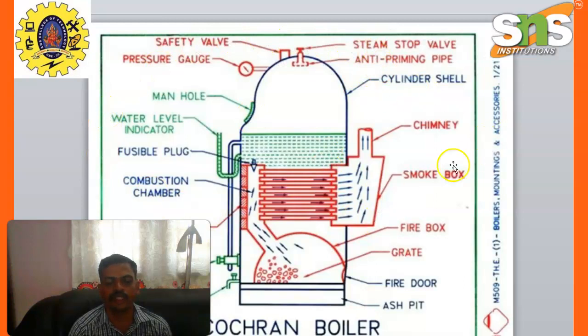A simple construction of a Cochran boiler image: safety valve, pressure gauge, steam stop valve, anti-priming pipe, cylindrical shell, manhole, water level indicators, fusible plug, combustion chamber, fire bricks, the smoke box, chimney. These are the parts of the boiler.